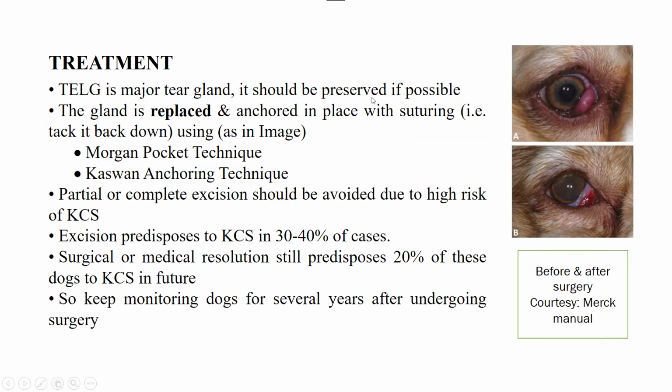So, that being said, whenever you have a problem of a cherry eye, you are going to just replace the gland and anchor it in place with suturing, like tying it back using the Morgan pocket technique or the Kaswan anchoring technique. These are the two techniques that you are going to use to anchor it back in its place. Just like you can see, it is a protruding cherry eye, and here the doctor has anchored or placed it back into its original position.